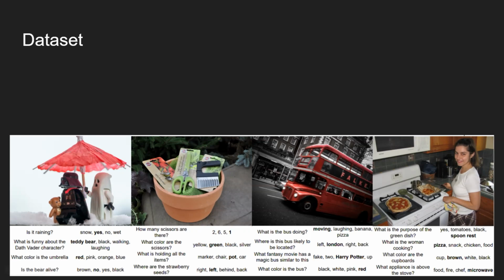We have this image of Darth Vader with the following questions. Is it raining? What's funny about the Darth Vader character? What color is the umbrella? And is the bear alive?